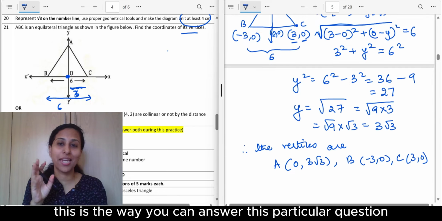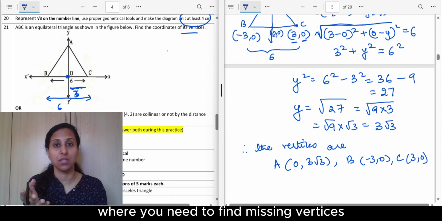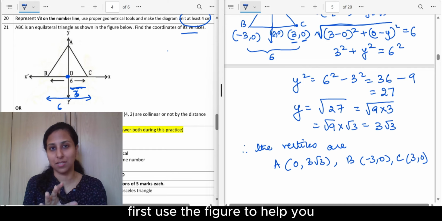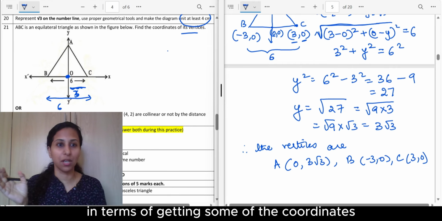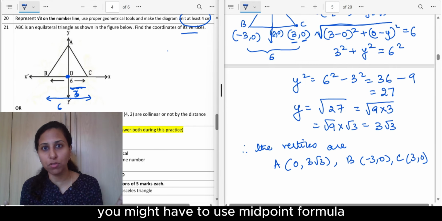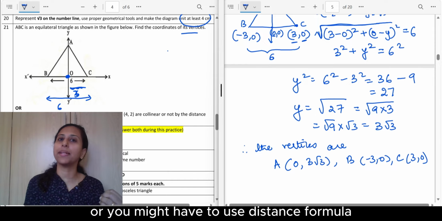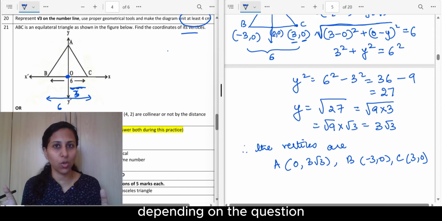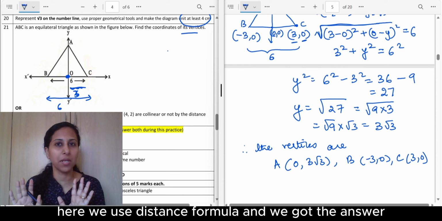This is the way you can answer this particular question where you need to find missing vertices. Use the figure itself to help you first. Use the figure to help you in terms of getting some of the coordinates. And then whatever missing coordinate is there, you might have to use midpoint formula or you might have to use distance formula depending on the question. Here we use distance formula and we got the answer.